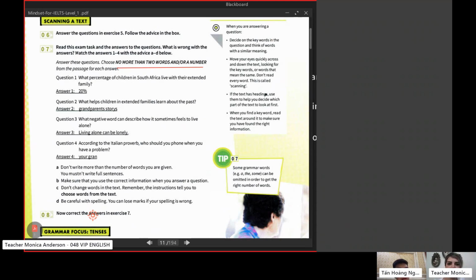I think C. Would you read C, please? Don't change words in the text. Remember, the instructions tell you to choose words from the text. Okay, so the instruction tells you to choose words from the text, but let's take a look at B.